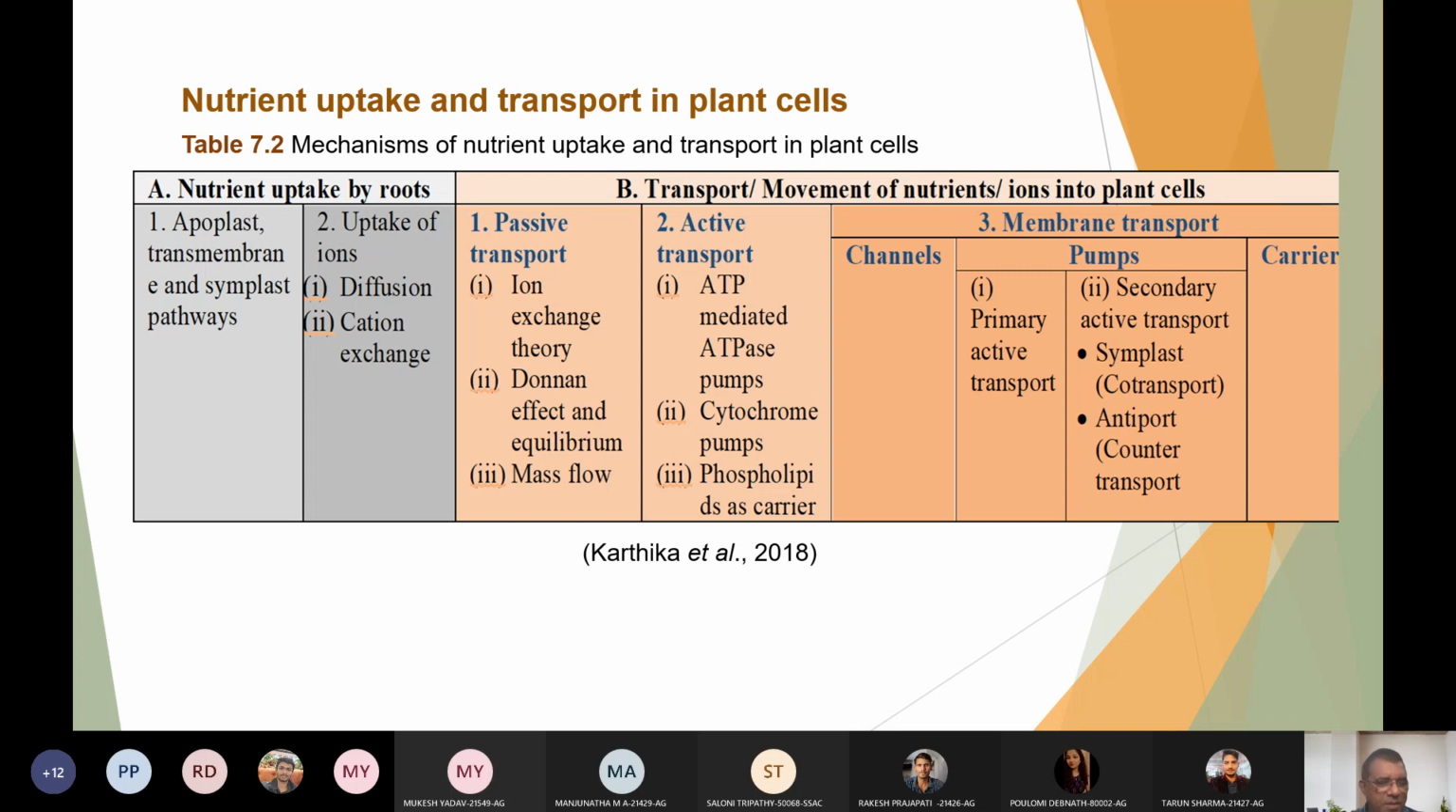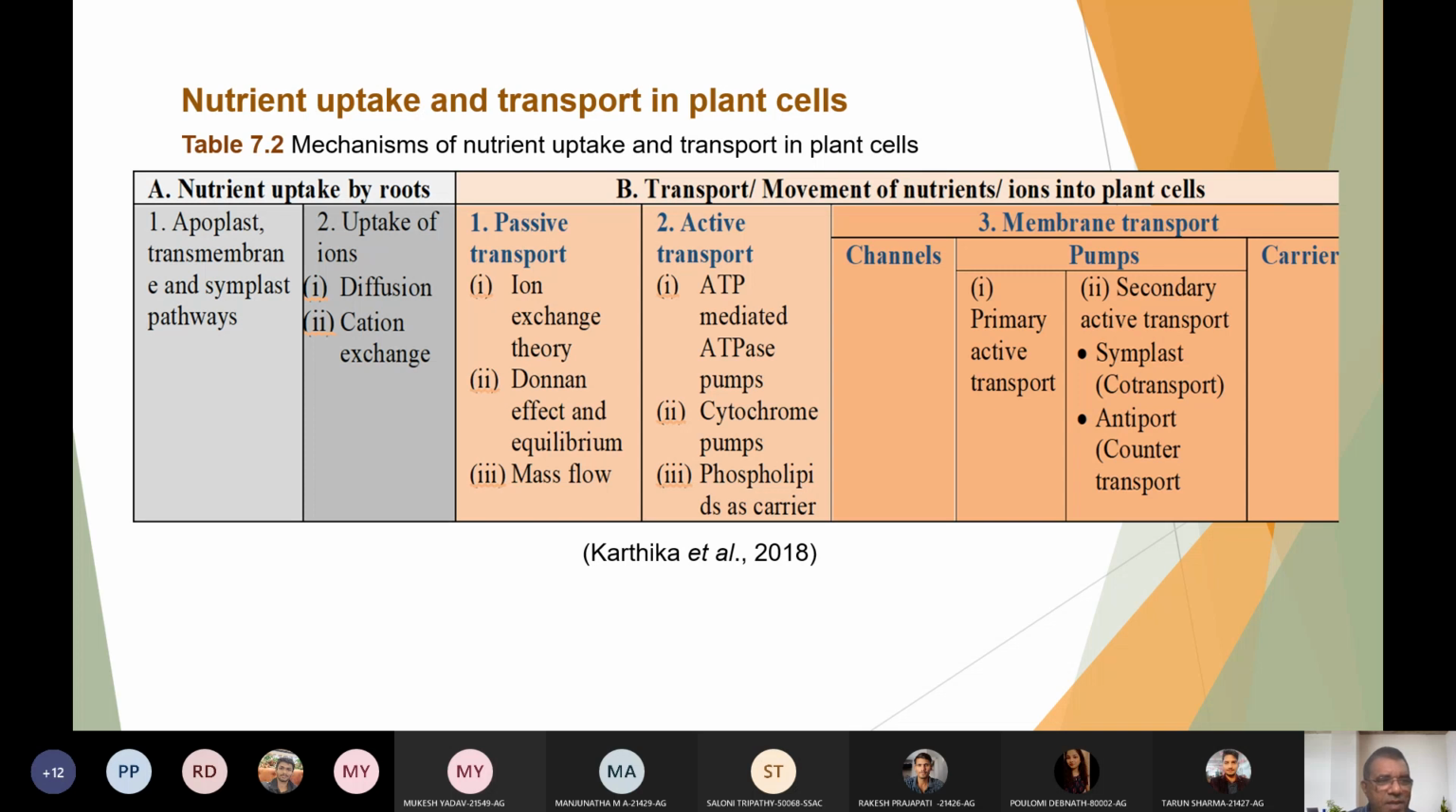Now you see this classification, or this whole story, by Karthika et al. 2018: nutrient uptake and transport in plant cells. It includes uptake and transport, so the mechanism of nutrient uptake and transport in plant cells. Uptake is your entry and transport is your movement. In the case of nutrient uptake by roots, there are two ways. One is the apoplast, transmembrane, and symplast pathways. These are the routes or ways of nutrient uptake.